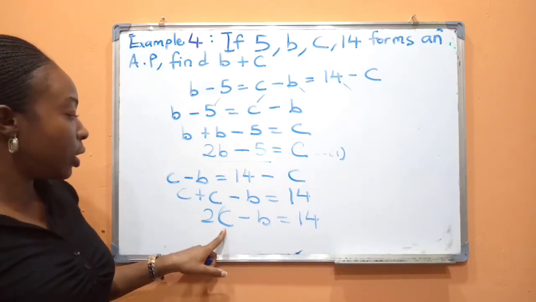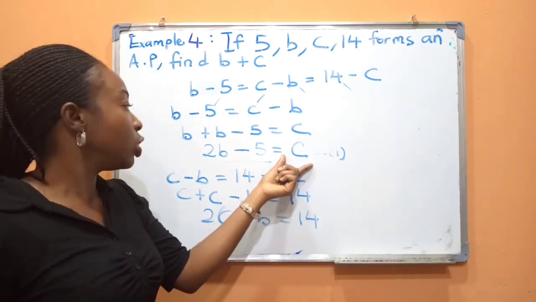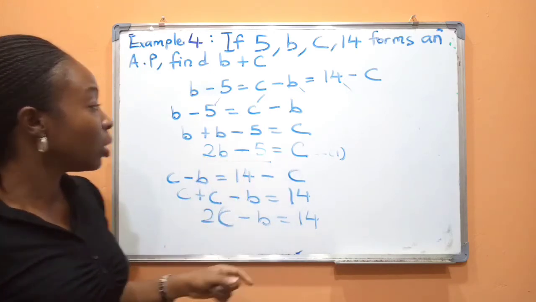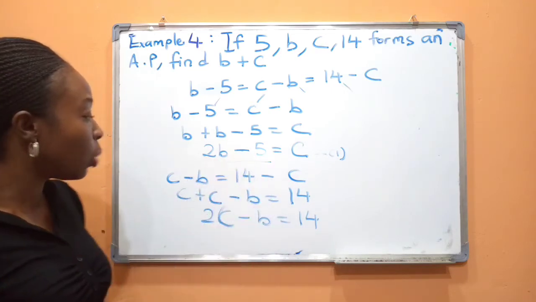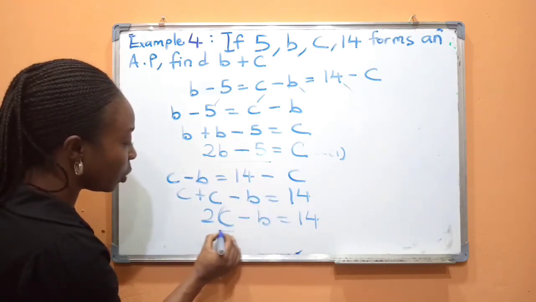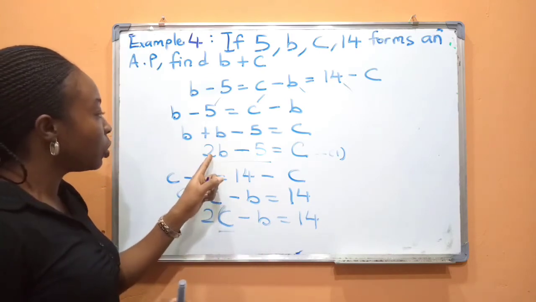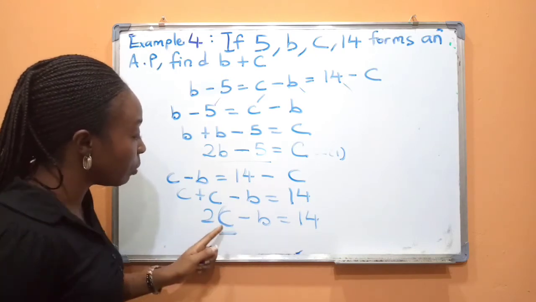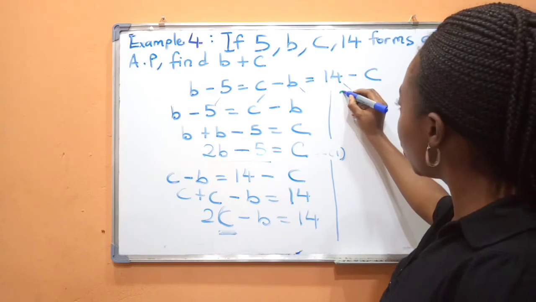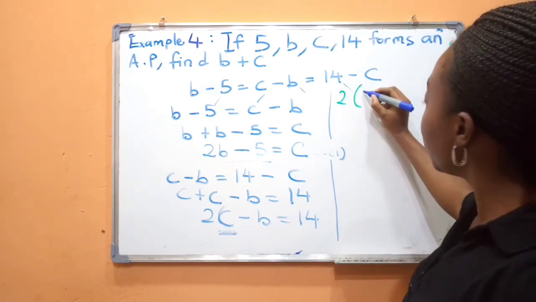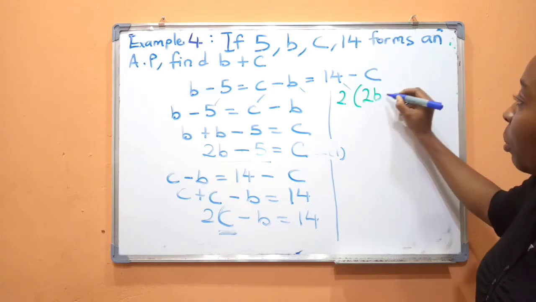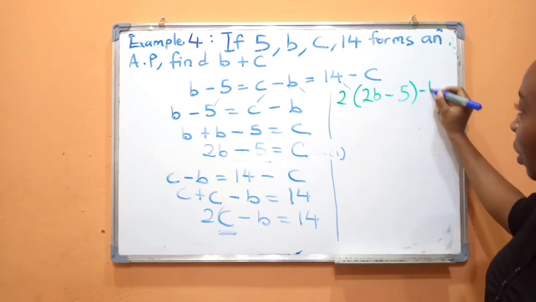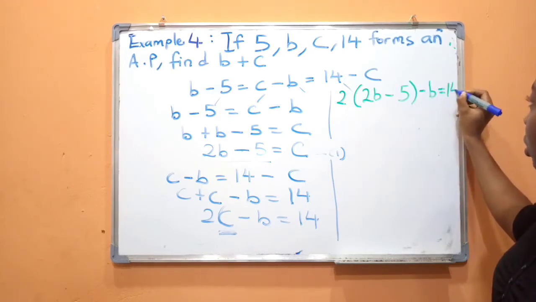Now, what's the value of C according to this first equation? We got the value of C as 2B minus 5. That's C is equal to 2B minus 5. So what we are going to do, since we have a C here, we can't be left with two unknowns. So we are going to put this value, 2B minus 5, into this very place. It's going to be replacing C. So we are going to have 2, open up the bracket, 2B minus 5, minus B equals 14.